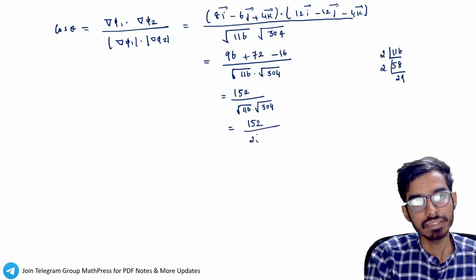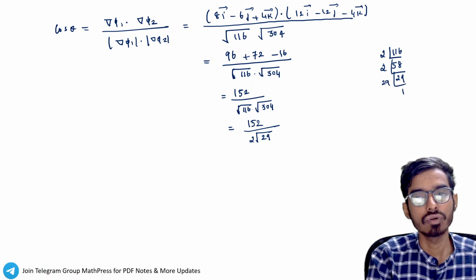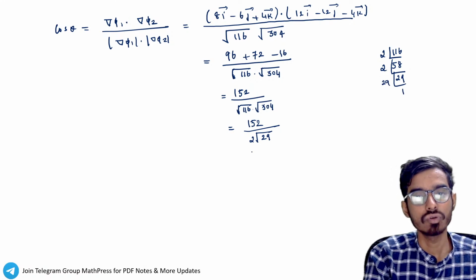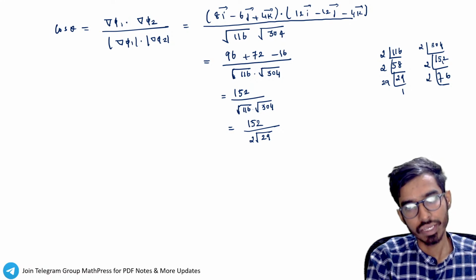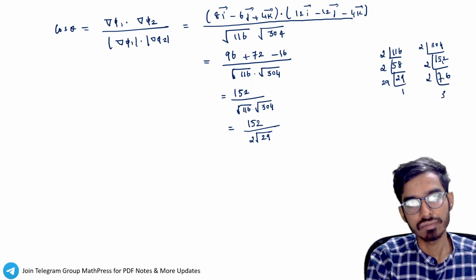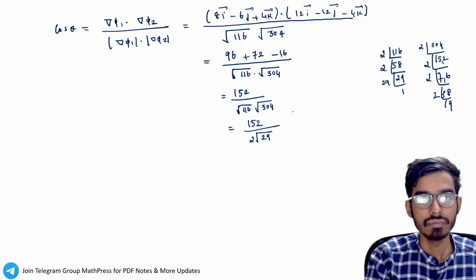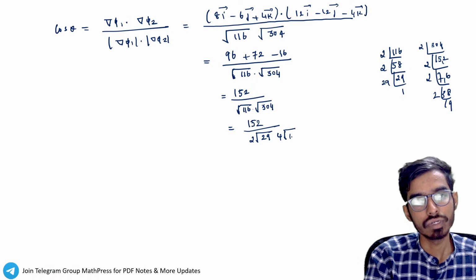So I can write this as 2 root 29, right? 29 is a prime number, so 2 into 29. So 2 root 29. And again for 304, so 2 into 152, right? 152. And if you make 2 again, 2 7s are 14, balance 1, 2 6s are 12. And this should be 2 again. So 2 3s are 6, balance 1. 2 8s are 16, 2 19. So this will be 4 root 19, right?